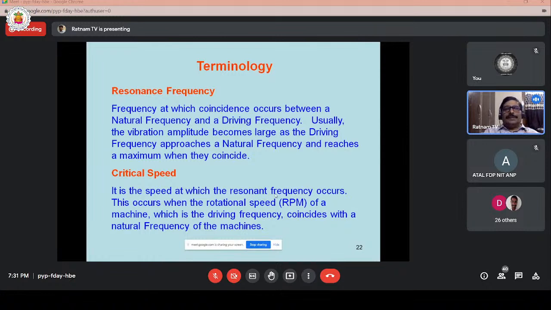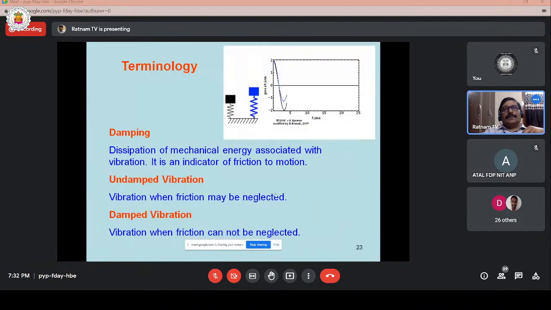The critical frequency is this. Critical speed is the speed at which the resonance frequency occurs. This occurs when the rotational speed of the machine coincides with the natural frequency of the machine. Then critical speed occurs.